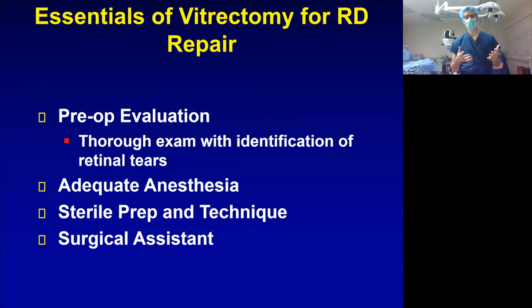So the essentials of a vitrectomy for retinal detachment repair include a pre-op evaluation, which is a very thorough exam with identification of retinal tears. You need adequate anesthesia, sterile prep and technique, and ideally a surgical assistant who's familiar with what you're trying to do during the case.